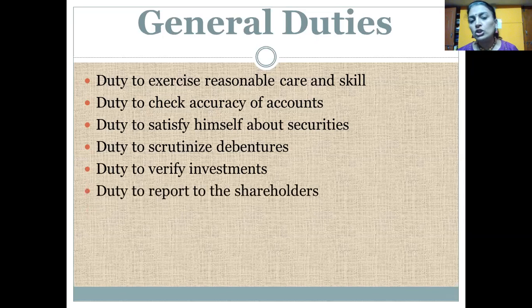Duty to report to the shareholders, because he is being appointed by the shareholders. So he has to give the report to them. In every annual general meeting, he has to read his auditor's report. He has to circulate the auditor's report, and all the shareholders are believing his report. They are relying upon it. So they can understand the company just by reading his report. Therefore, it is his duty to give the report.